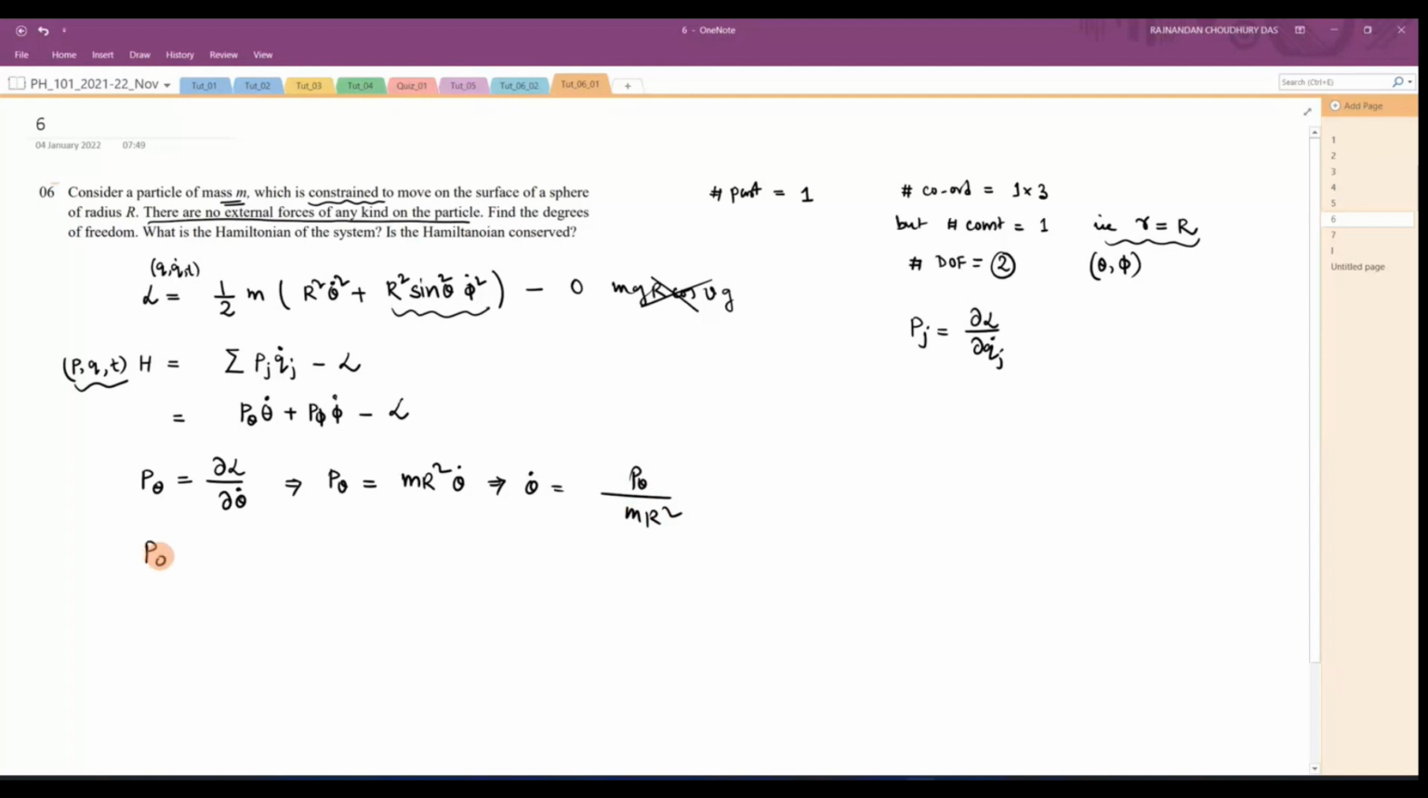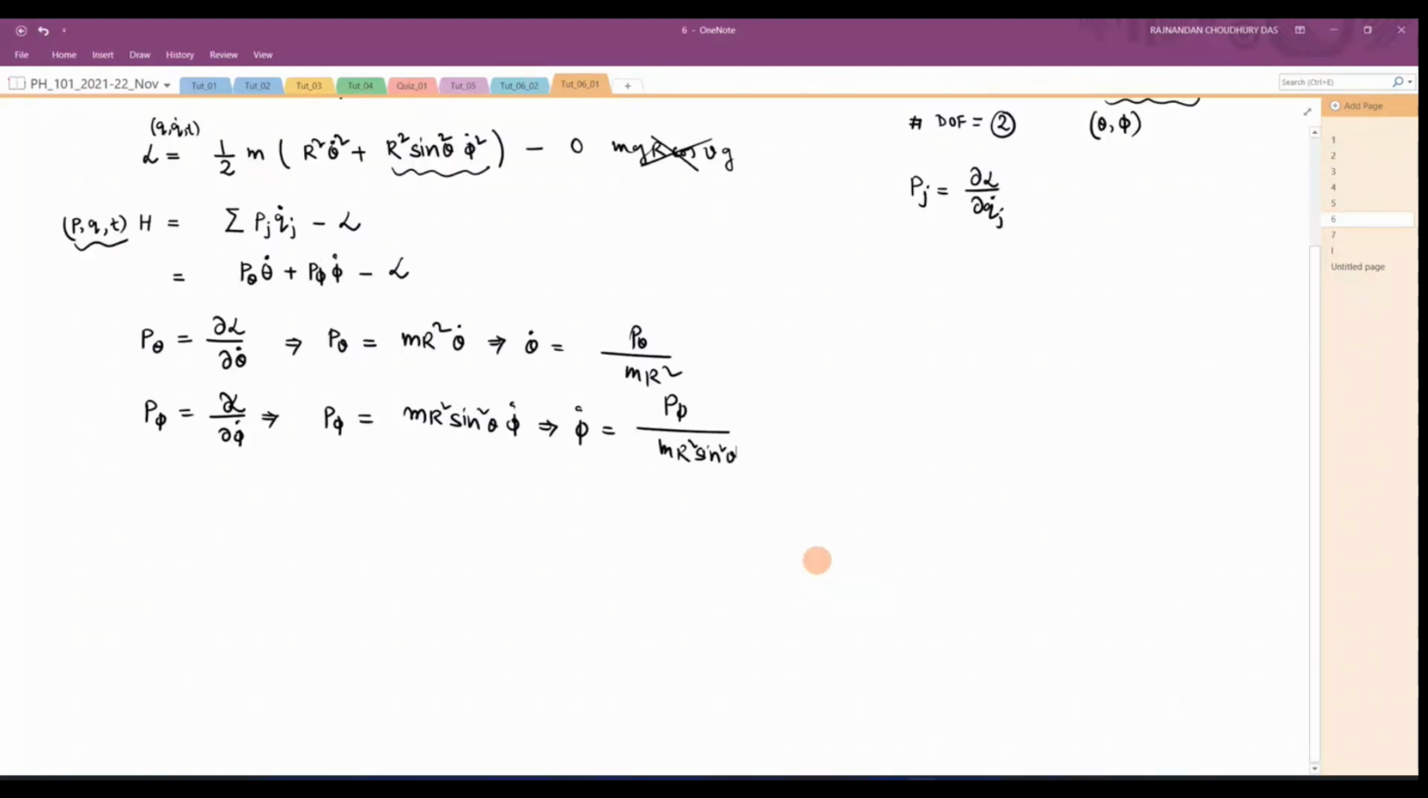Similarly, you find for p phi, this will be dL by d phi dot. So p phi will become m r square sin square theta phi dot. From here you get your phi dot, that is basically p phi divided by m r square sin square theta. Now you have converted your theta dot and phi dot to p theta and p phi.